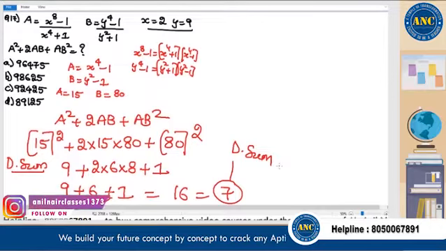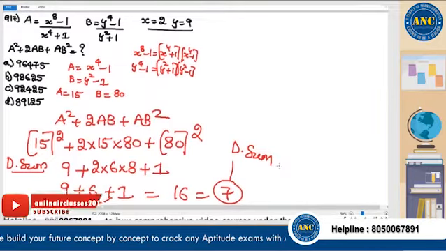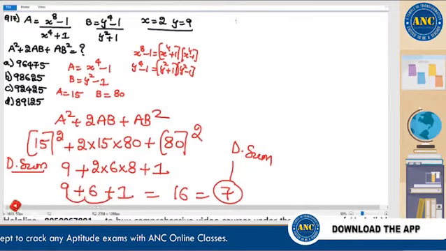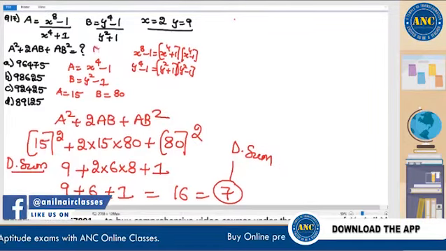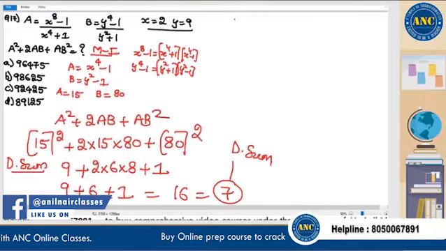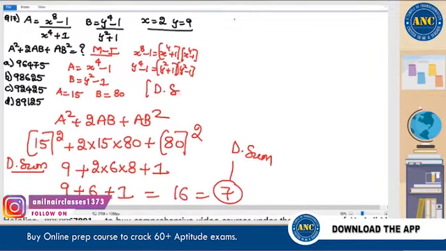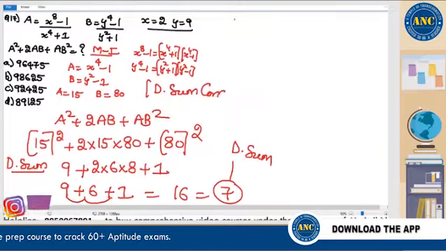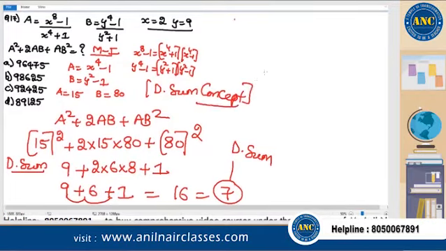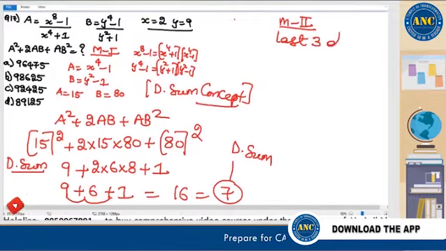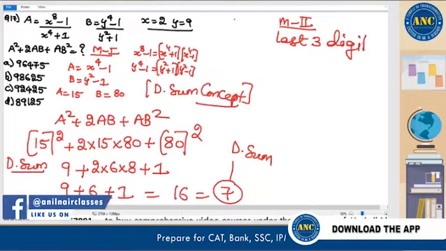I hope the idea is clear, or otherwise you can play by using the answer options also. Method one uses the digital sum concept. Method two, we will use the last three digits. That also will give you the answer.